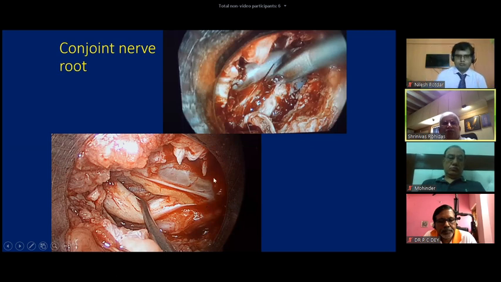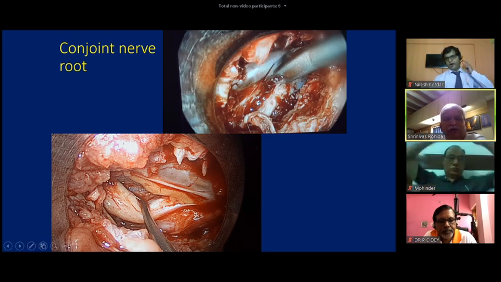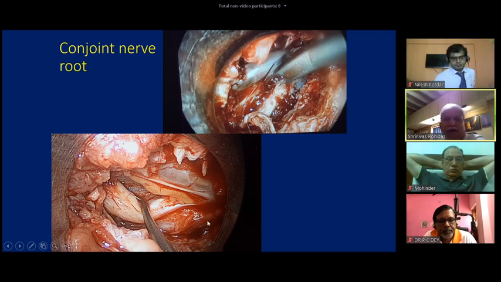With the nice vision of 4 millimeter 0 degree endoscope, you can see the conjoint root also nicely. This is one of the conjoint root. Two roots are coming out of the dural sleeve at the same site.